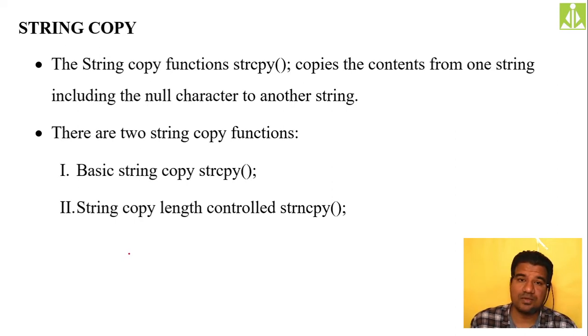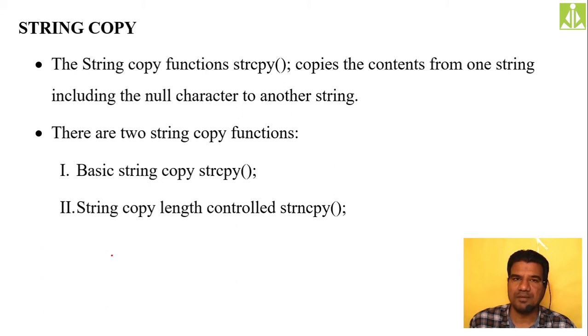Using the assignment operator, we said it is not possible to copy one string into another. So we have to make use of the string copy function, strcpy, which copies one string into another string, including the null character. There are basically two types of string copy functions: basic string copy and length controlled.